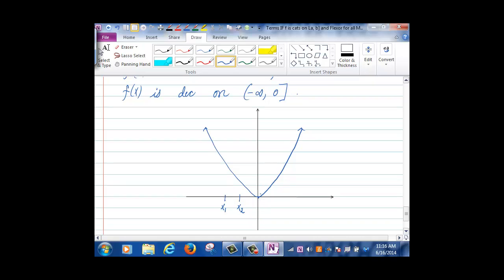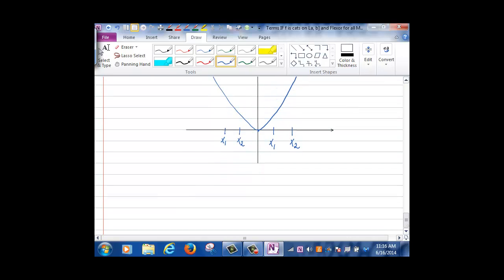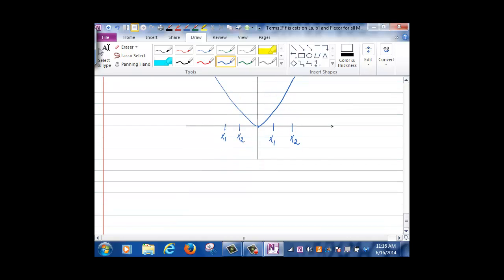If I pick x1 less than x2 here, notice that whenever x1 is less than x2, f of x1 is less than f of x2. So that means the graph is rising up. x1 could be 0 and what I said is still true. So that's why I'm including 0 in this answer. Okay, so that's one example.